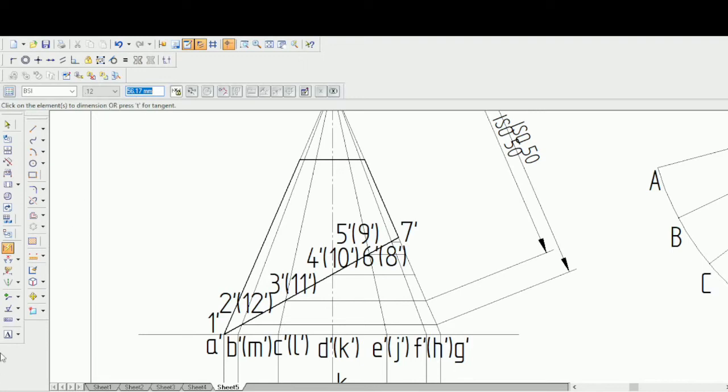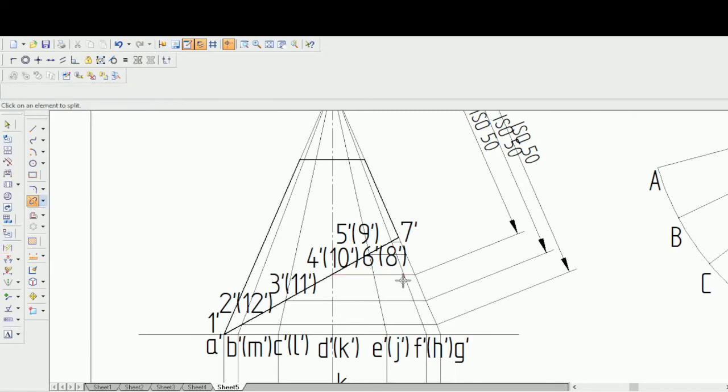For E and J, it is found to be so much. Now again let me try to go to the split option. Let me split that line here, and the dimension is found to be 49.41. 49.41 is nothing but for D and K.